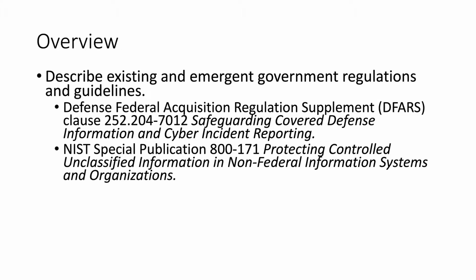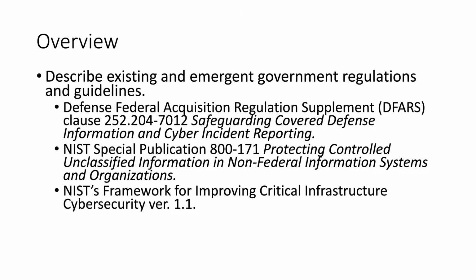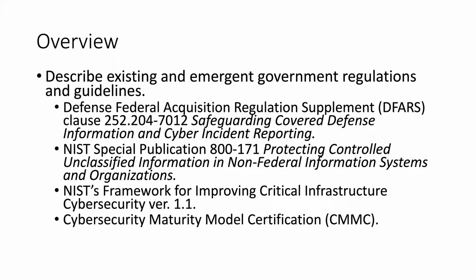Then we'll discuss the National Institute of Standards and Technology Special Publication 800-171, Protecting Controlled Unclassified Information in Nonfederal Information Systems and Organizations. Then we'll discuss NIST's Framework for Improving Critical Infrastructure Cybersecurity, version 1.1. And we'll end by talking about emergent regulations and guidelines. And this is called the Cybersecurity Maturity Model Certification, also known as CMMC.